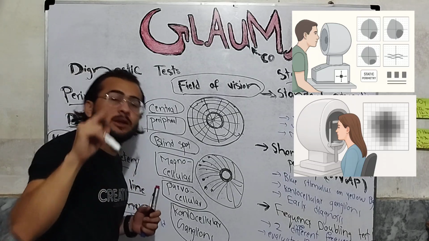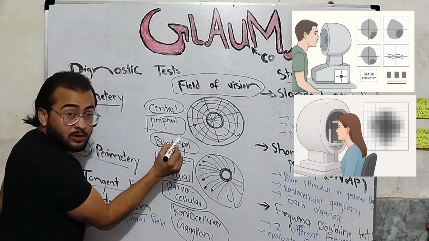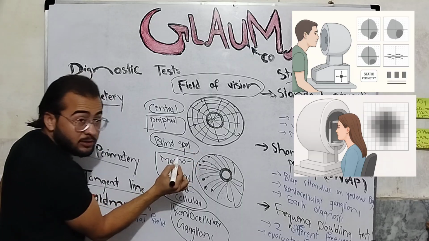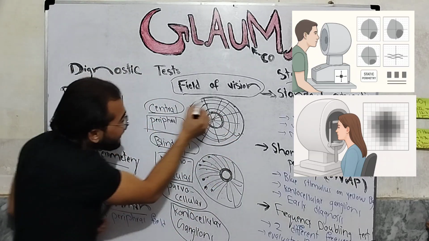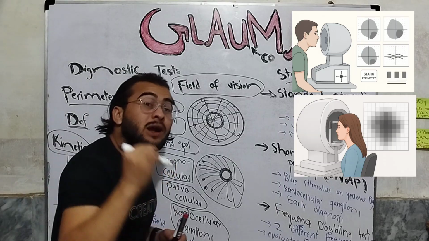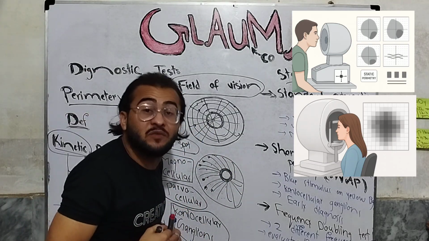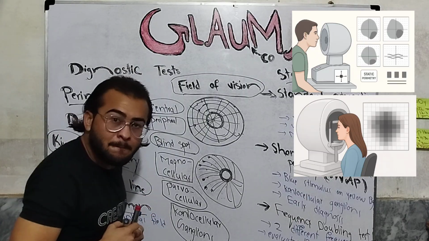If you are the patient, I will ask you whether it is visible or not. Is it visible or not? So the examiner on this tangent screen will evaluate and will check for every point in order to detect any visual field defects. This is called tangent line perimetry.